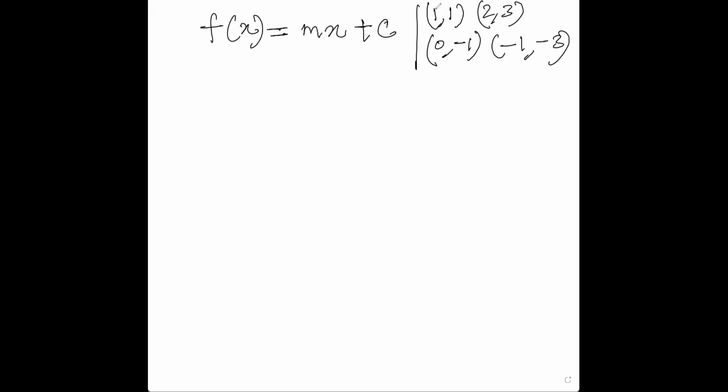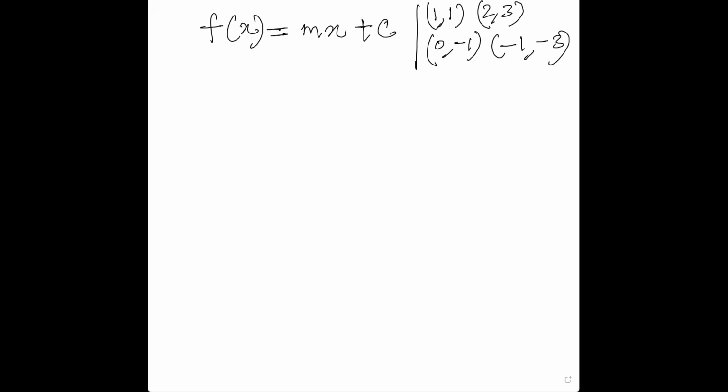Yes. It means that when you put x as 1, you will get y as 1. When you put x as 2, you will get y as 3. So you have been given the input and output for 4 cases, right? Now, can you solve this?